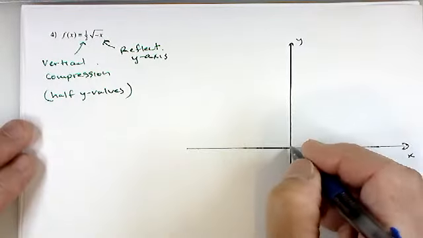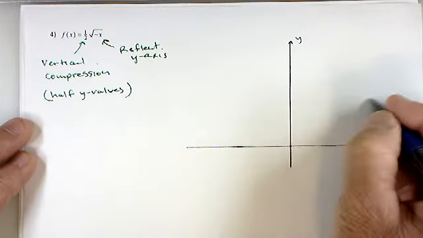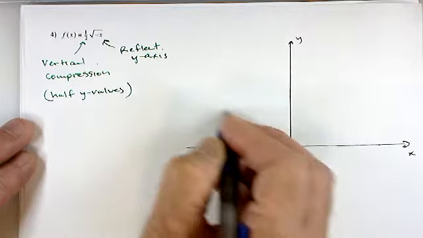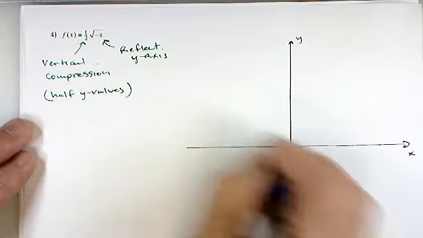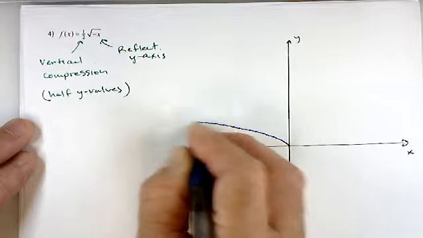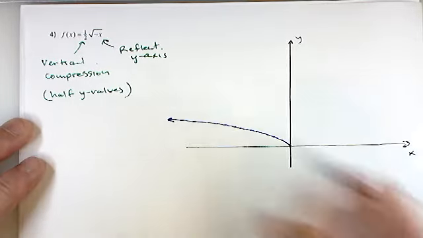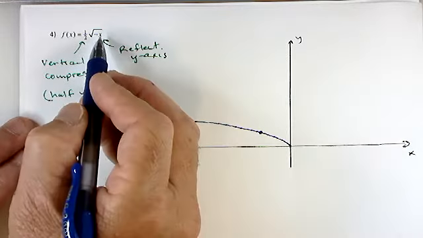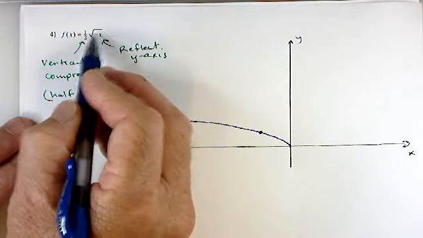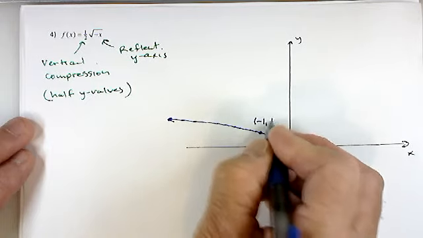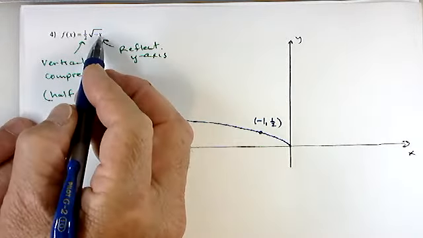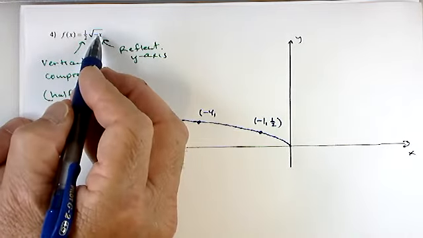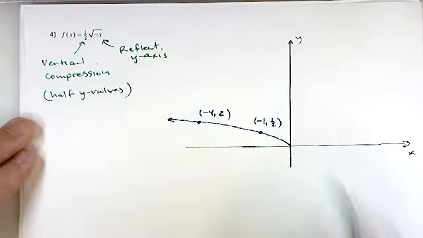So sketching that, I know my normal square root function base graph goes this way. It's reflected about the x-axis. And I know that there's a vertical compression, so it's not going to be as steep. It's going to be kind of flat like this. And I can always pick some points here. So if I plugged in, for example, -1 for x, this would become 1. I would have (-1, 1/2). If I plugged in -4 for x, that's going to become 2. Half of 2 is 1. Good enough.